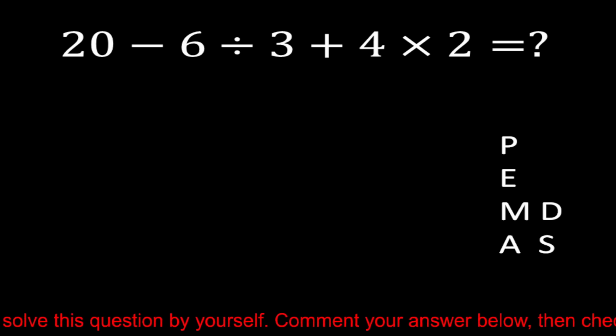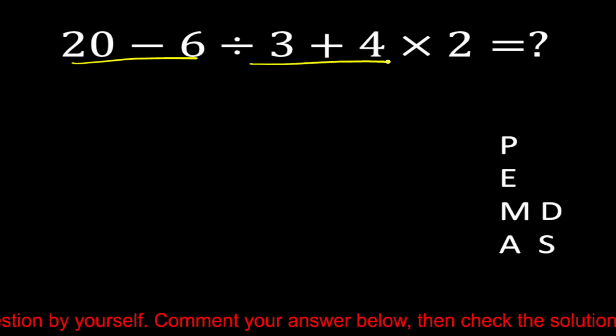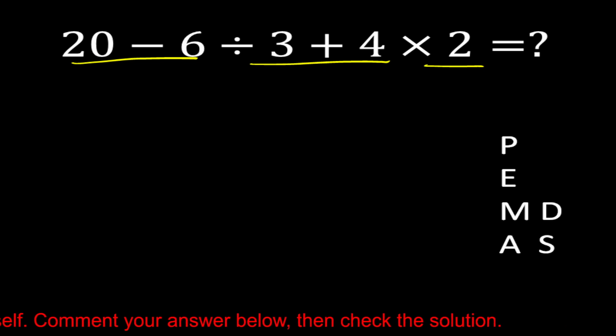So here we have a question. 20 minus 6 divide 3 plus 4 multiply 2. So now let's solve this problem correctly by using a PEMDAS rule.